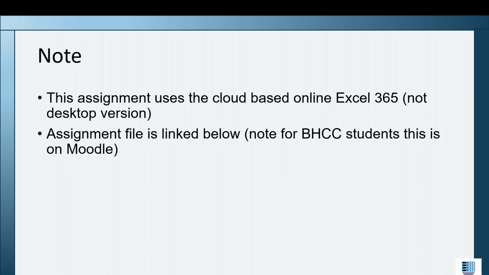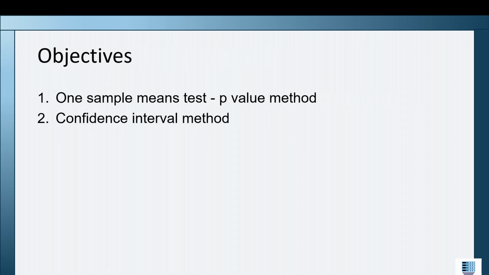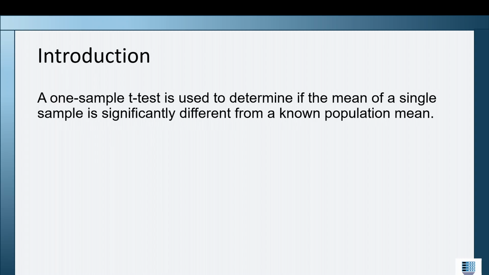Remember that these are supplemental videos and exercises to use Excel for an Introduction to Stats course. The purpose of assignment 11 is to perform one sample hypothesis test on a mean in Excel. Our objectives are to do one sample means testing with the p-value method and then with the confidence interval method. A one sample means test is used to determine if the mean of a single sample is significantly different from a known population mean.